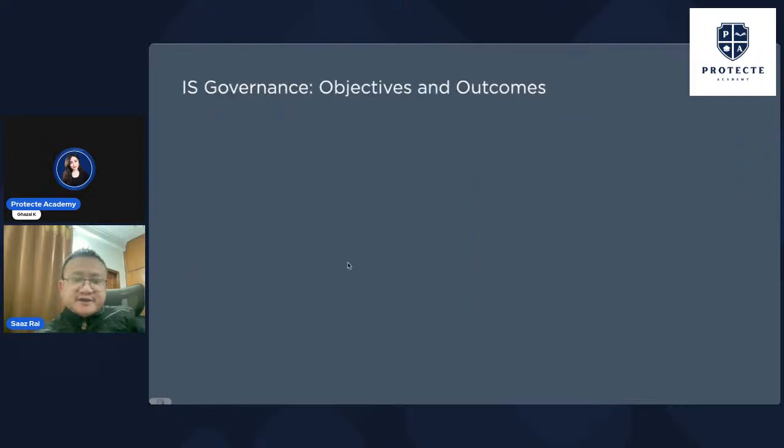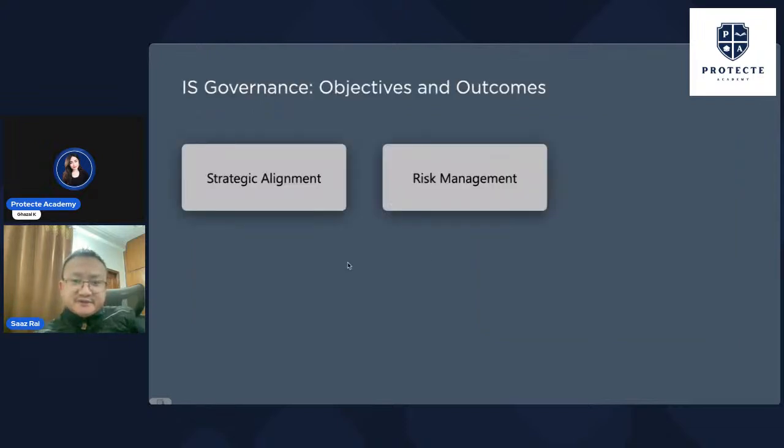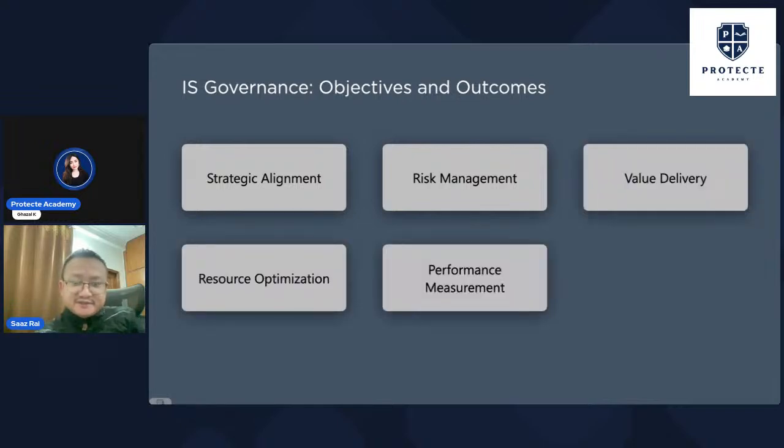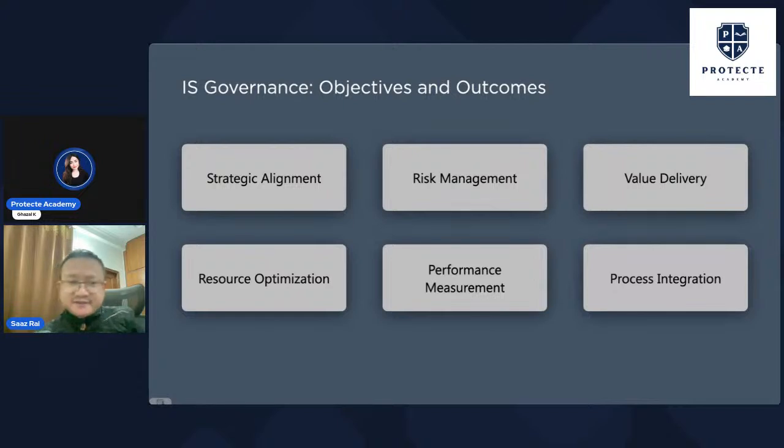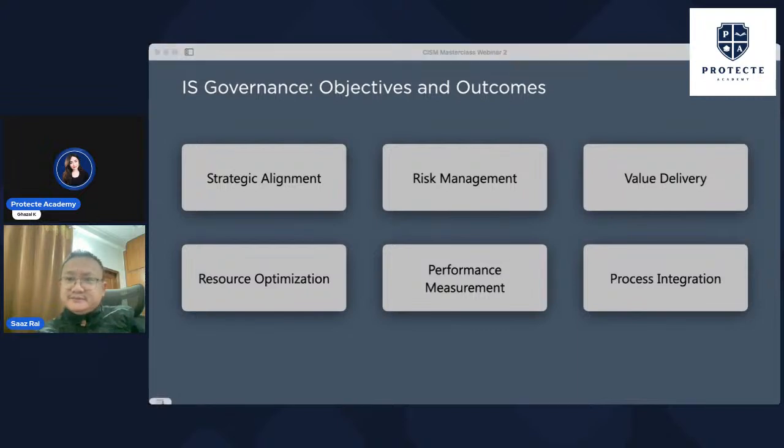Right. So these are some of the governance objectives, like strategic alignment, risk management, value delivery, resource optimization, performance measurement, and process integration. These are the things which you probably need to understand as part of this governance concept, right? So you should know what does strategic alignment mean. It means that your investment, your IT strategy is aligned to the business strategy. That's what it means.